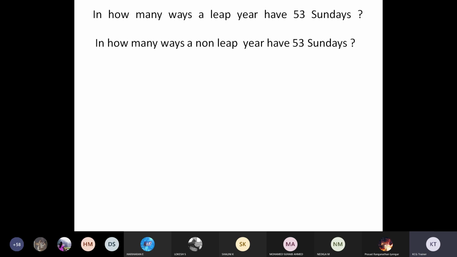Divide 365 by 7, you will get the complete weeks. How many completed weeks do you have? We have 52 completed weeks, which is equivalent to 364 days. That means in every non-leap year, we have 1 day extra. In a leap year, we have 2 days extra.